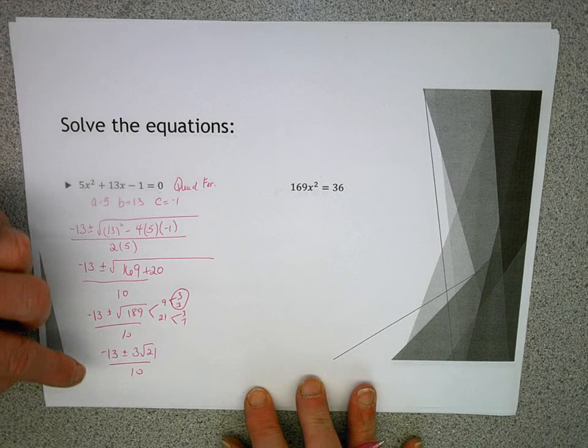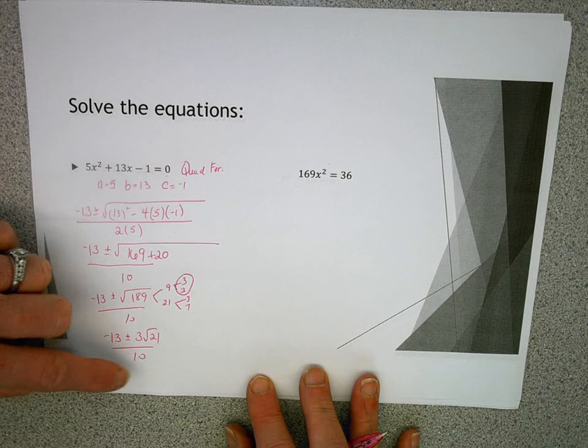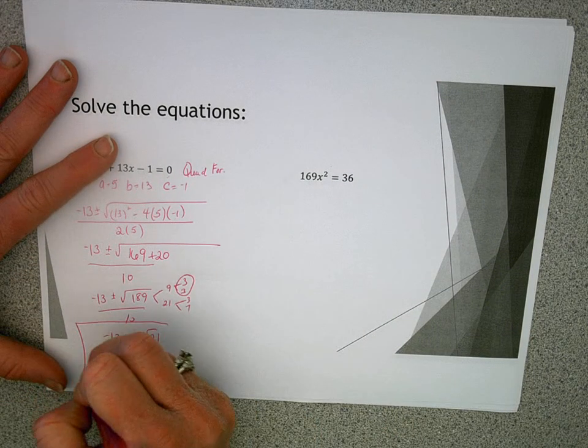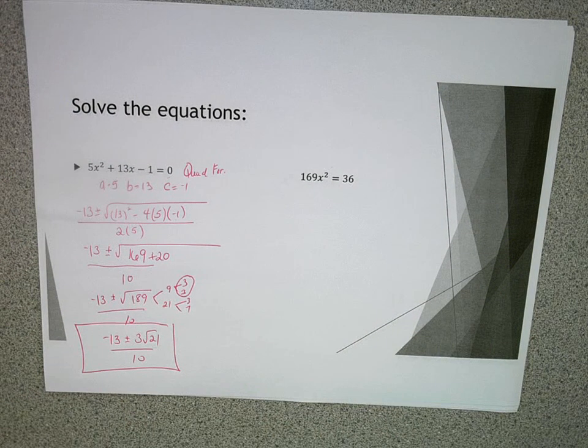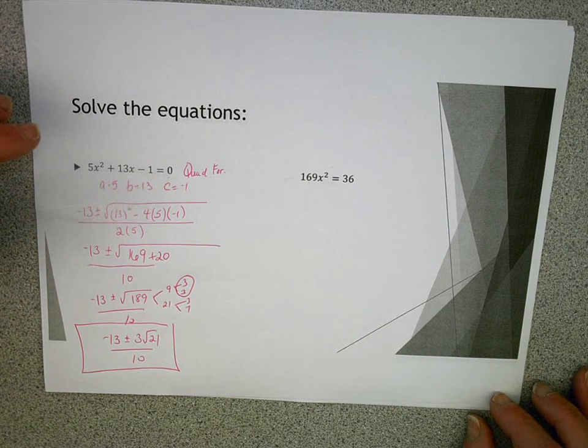And all three of these have to be divisible by the same number to reduce them, and they're not, and so you're done. So really, you had no option other than to do the quadratic formula on this problem. Okay?